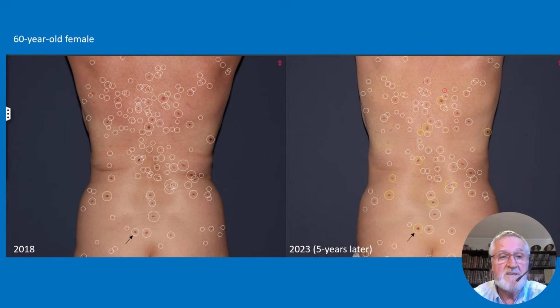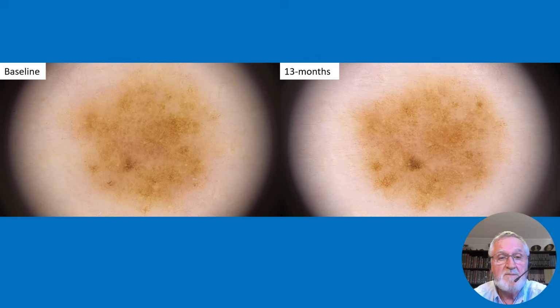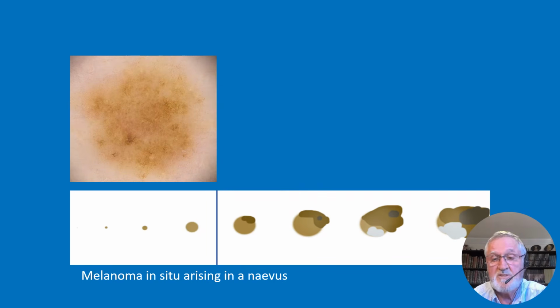This 60-year-old female, over 5 years, the photo finder detected a change in the lesion indicated by the arrow. At baseline, it wasn't too concerning. At 30 months, it had changed significantly enough for us to excise it. A melanoma in situ arising in a nevus on the left-hand side of the timeline.